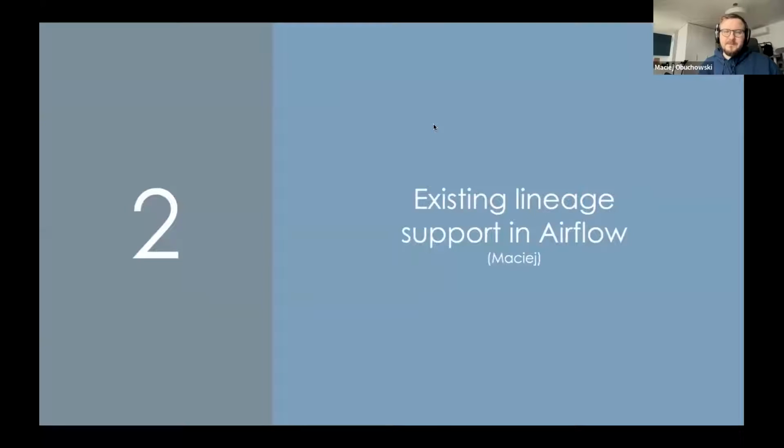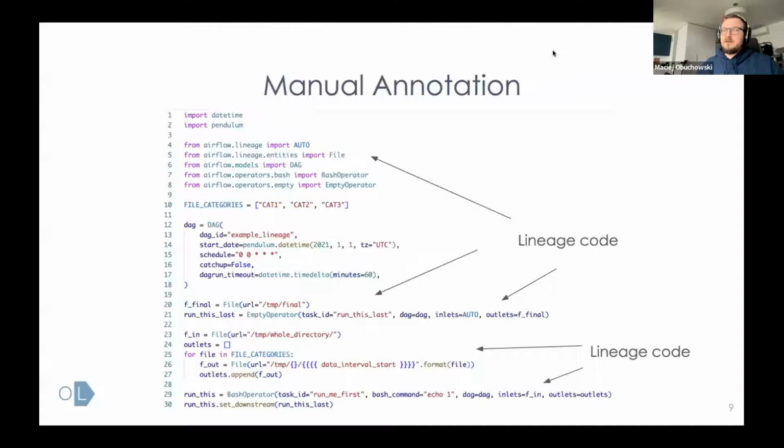Okay. So how does the lineage setup in Airflow work right now? It relies on manual annotation. Operators accept special values called inlets and outlets that basically tell what the task consumes and produces.